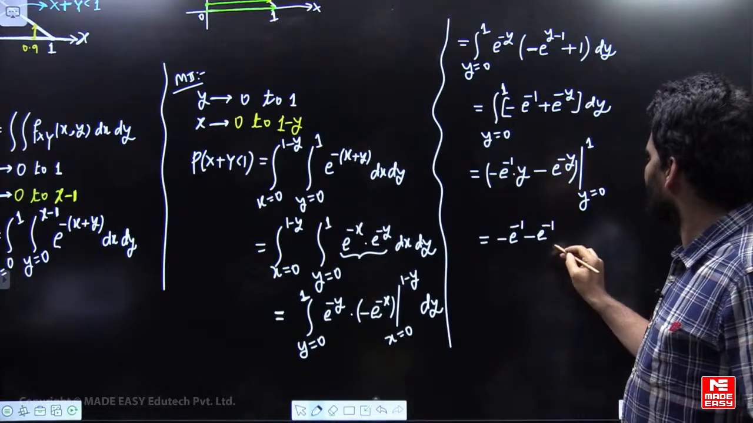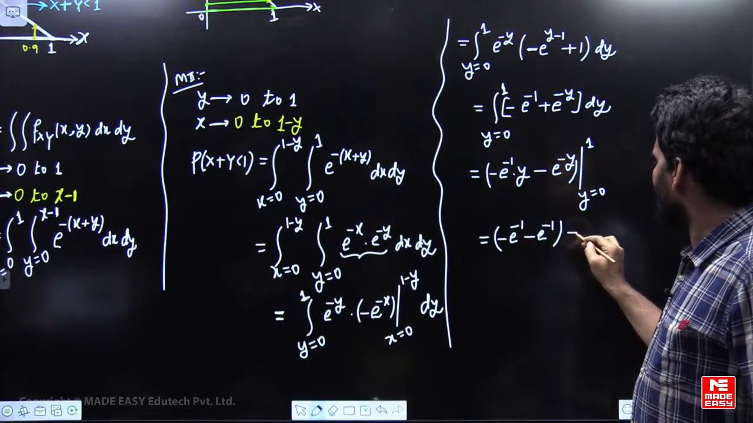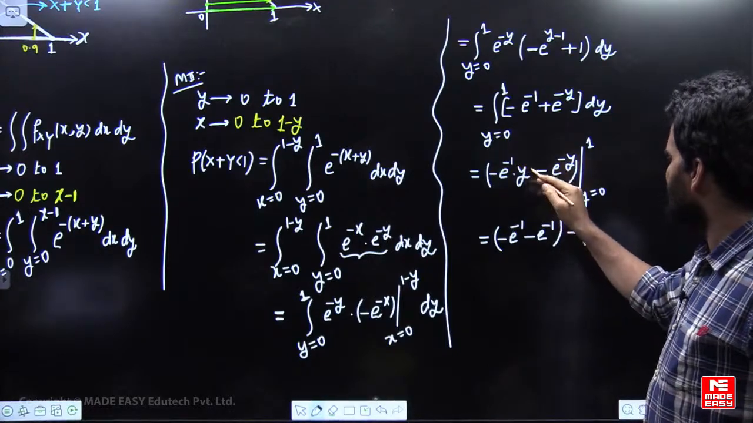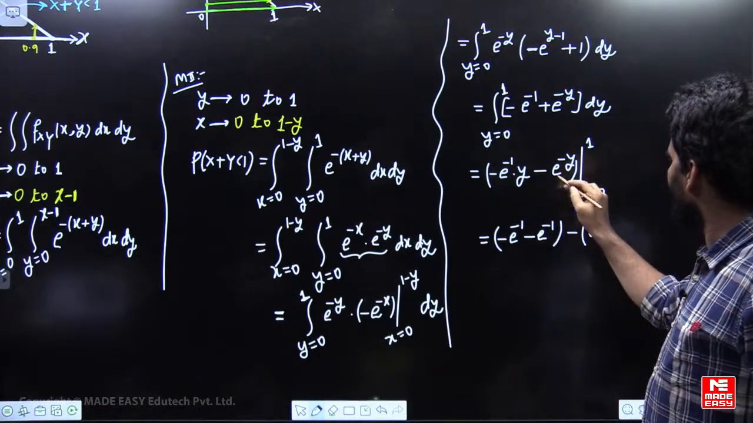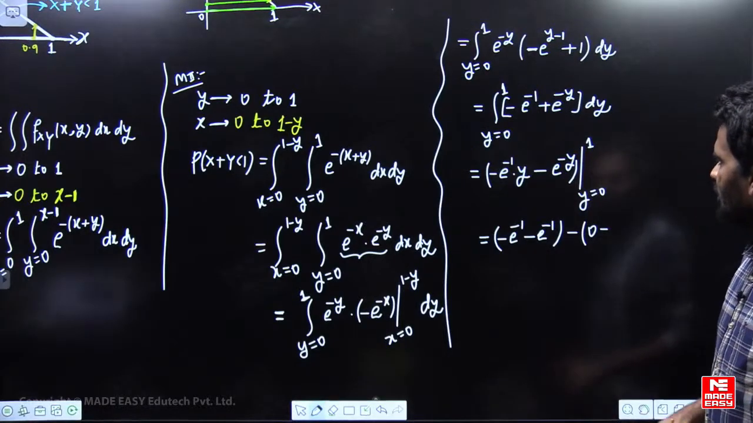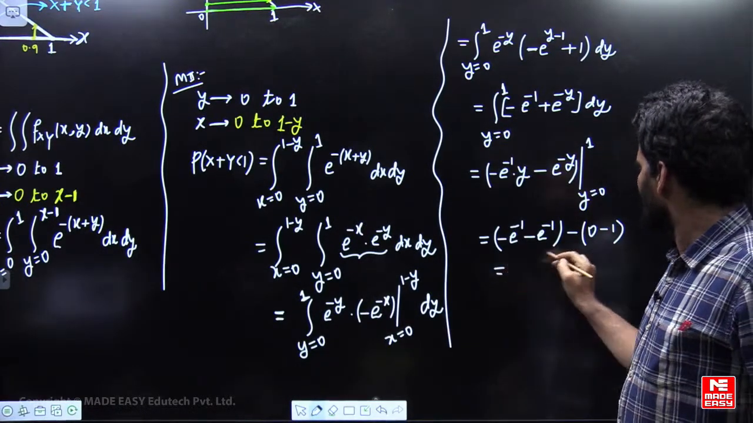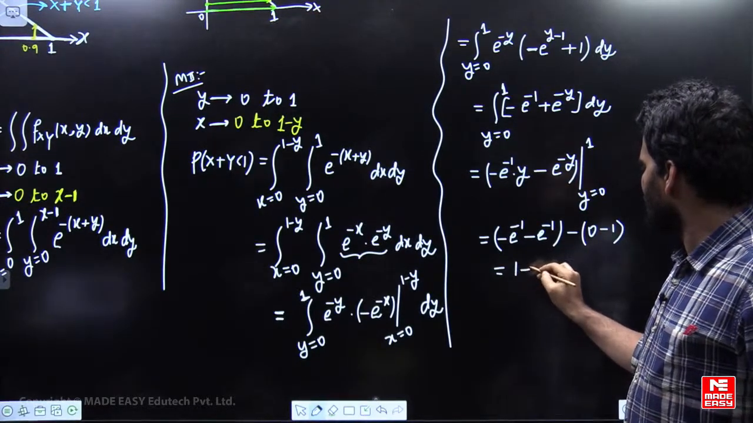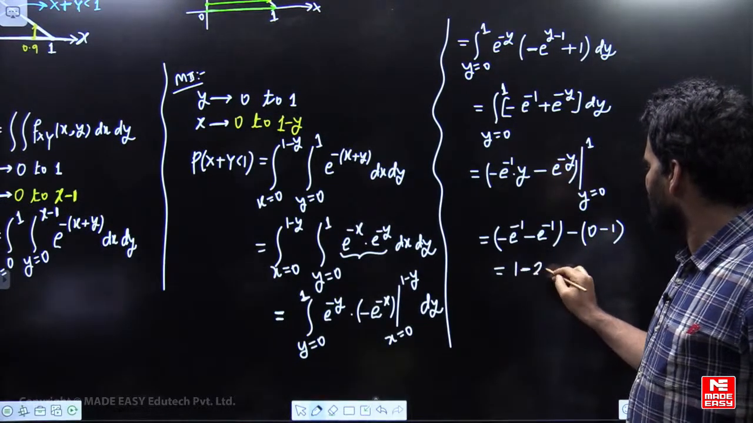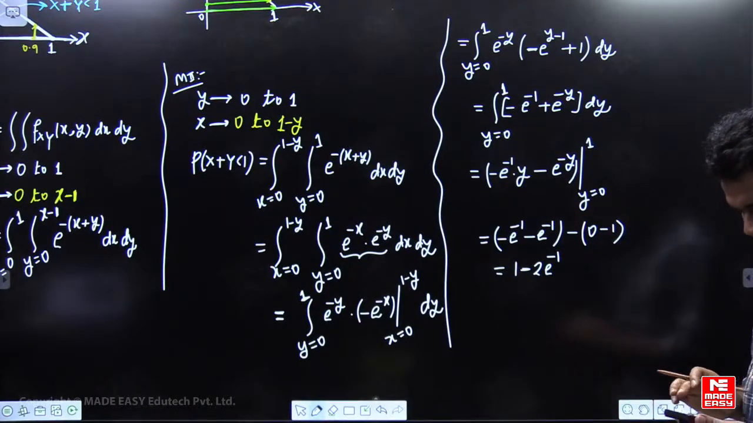Minus, and if you substitute 0 in place of y, this is 0 only, minus e power 0, which is 1. So this is 1 minus minus plus only. This is 1 minus 2 into e power minus 1.